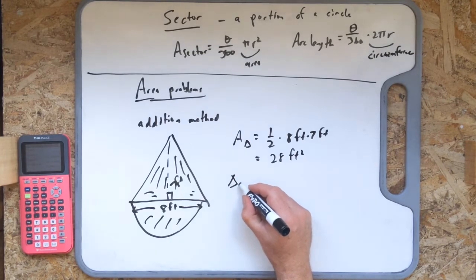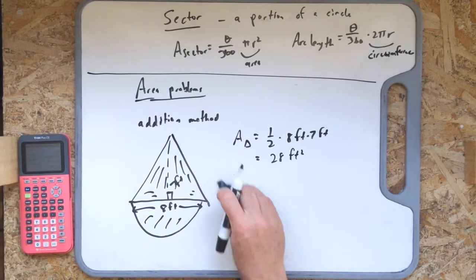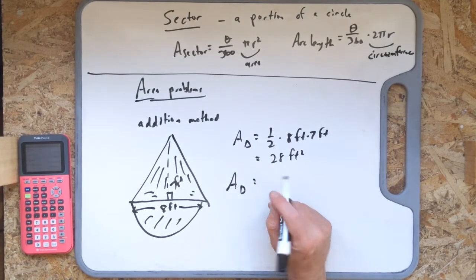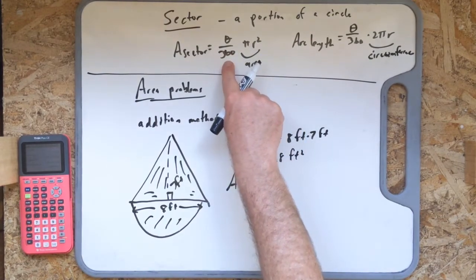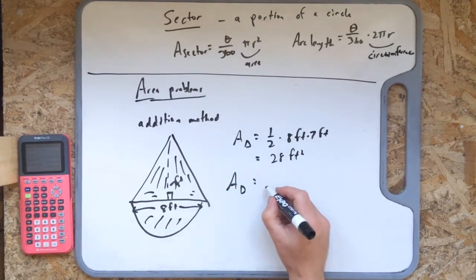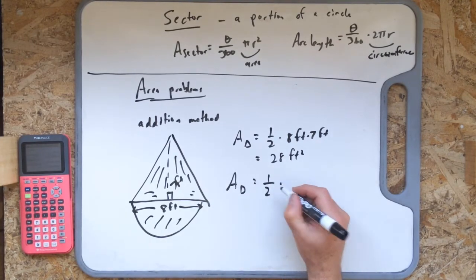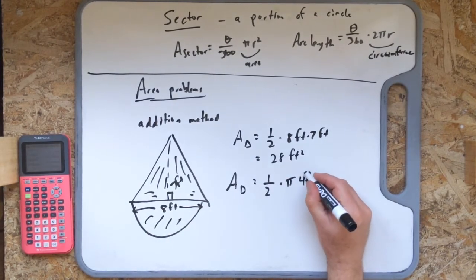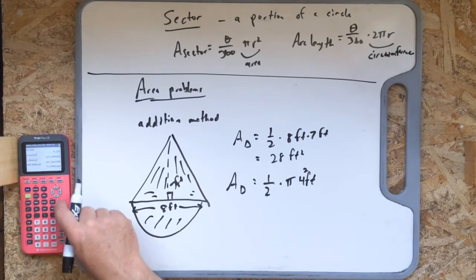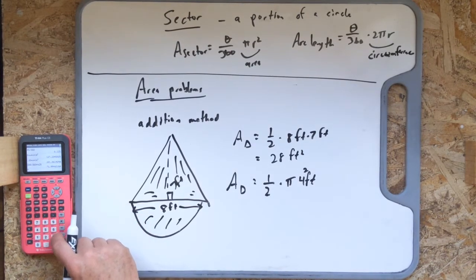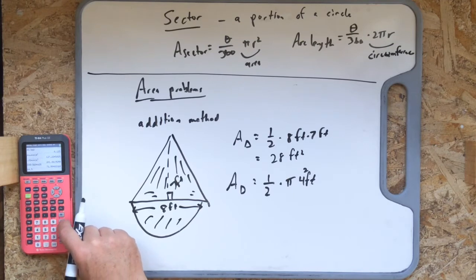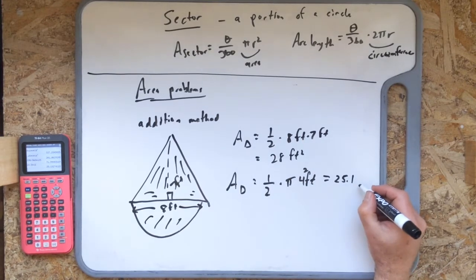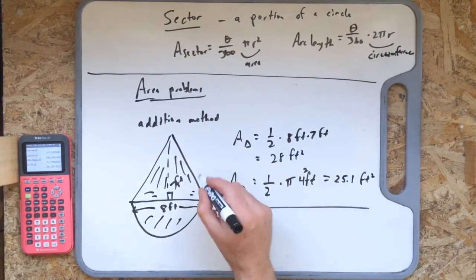The area of the half circle is equal to 180 degrees divided by 360, which is a half, or I could just think of it as a half, but this is where that comes from. 1/2 times pi r squared, and r in this case is not 8 feet, but rather 4 feet. So in other words, pi times 0.5 times 16, or 25.1 square feet.